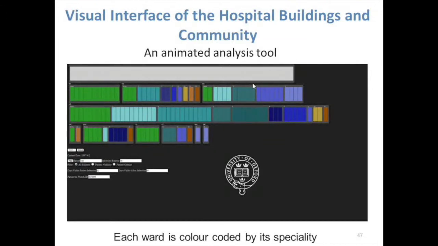and each ward is also color-coded by the specialty. So at a glance, you can see which buildings have the same specialty, which is unique, and you can see that SM and IC, they're very small with just one specialty.